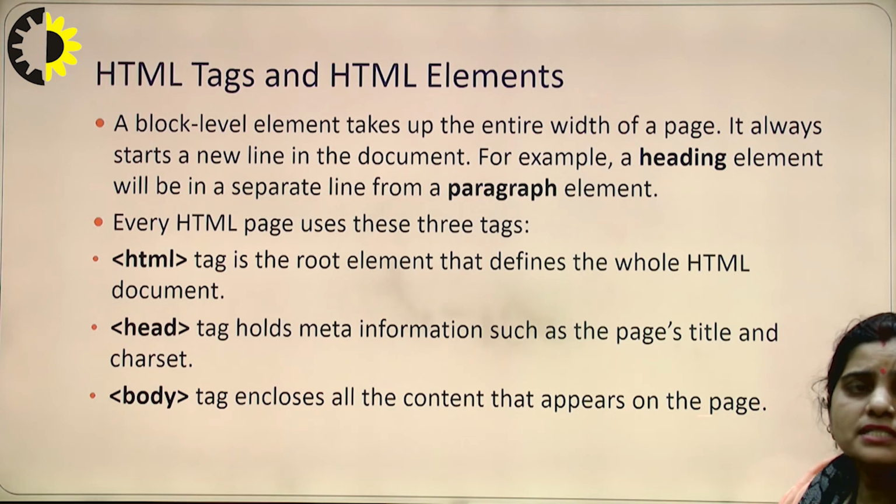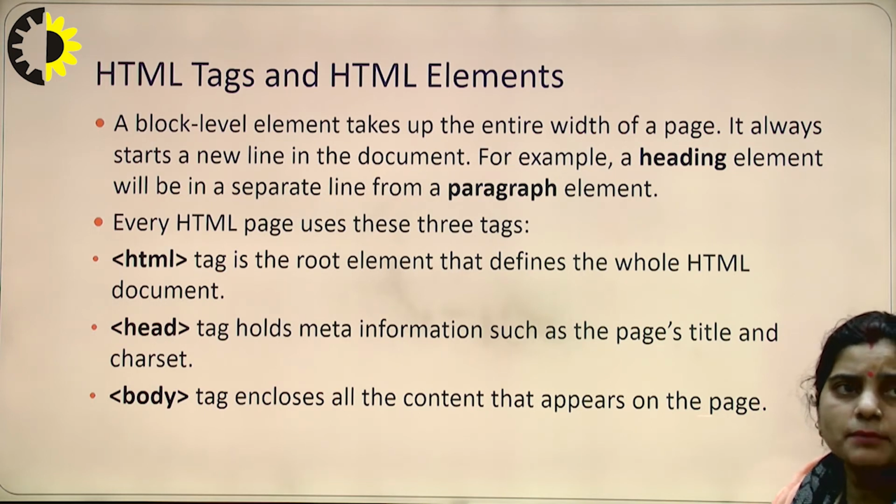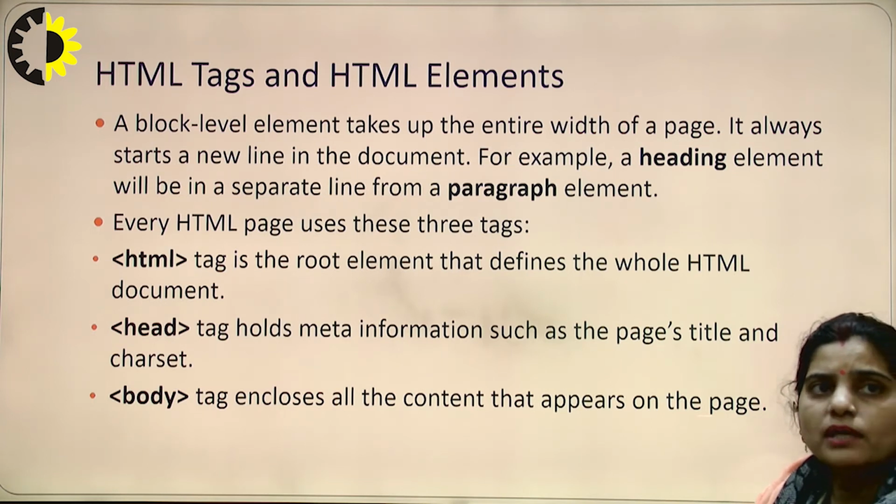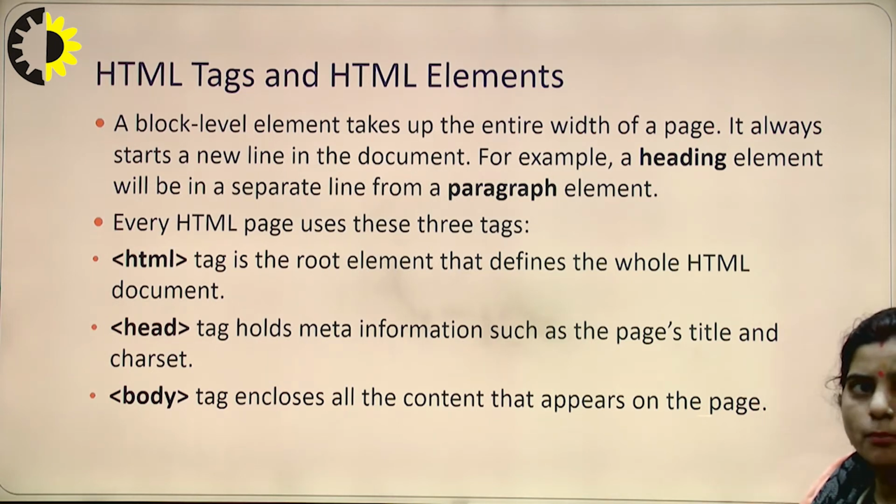Now, what are HTML tags and what are the basic HTML elements? Basically, a block level element takes up the entire width of a page. It always starts on a new line in the document. For example, a heading element will be on a separate line from the paragraph element, and each and every HTML page will use three tags, basically html, head and body.